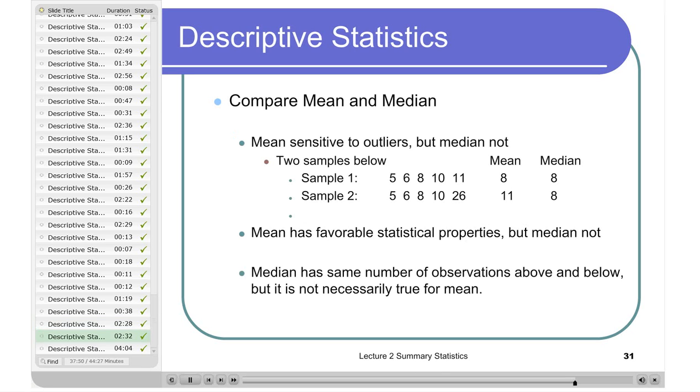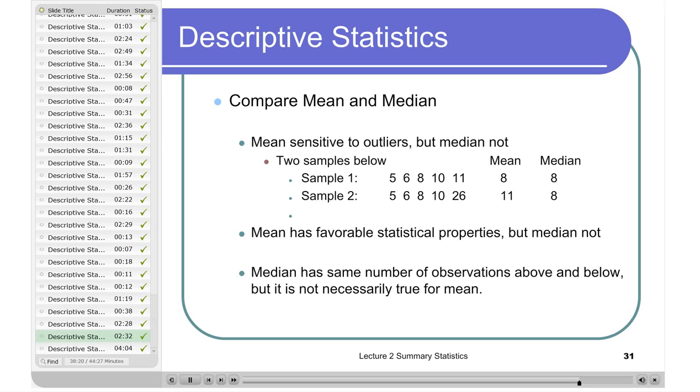Now we're going to compare some of the properties of the mean and the median. The first thing to notice is that the mean is sensitive to outliers, but the median is not. What that means is that if you have an outlier in a data set, it's going to heavily influence the value of the mean, but it actually won't influence the median at all. To illustrate this, let's take a look at this first sample of numbers that are between 5 and 11. The mean of this data set is 8, and the median of this data set is 8.